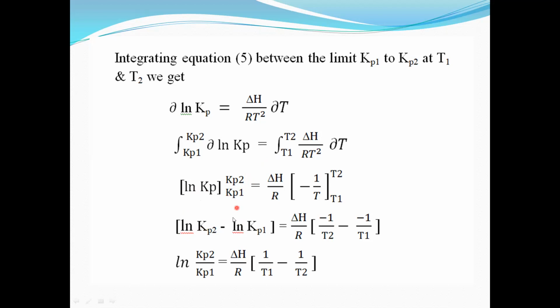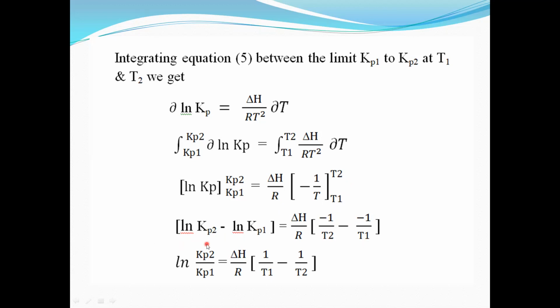So put the lower limit, that is ln kp1. So ln kp2 minus ln kp1 is equal to delta h upon r. Now minus 1 upon t, again here put upper limit t2. So this minus 1 upon t, in place of t you will put t2. So it becomes minus 1 upon t2. Now this minus, again minus, because upper limit minus lower limit. Now again minus 1 upon t is there, so put here t1. So it becomes minus 1 upon t1.